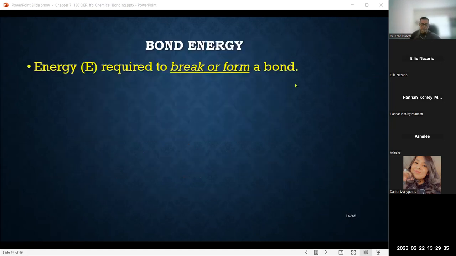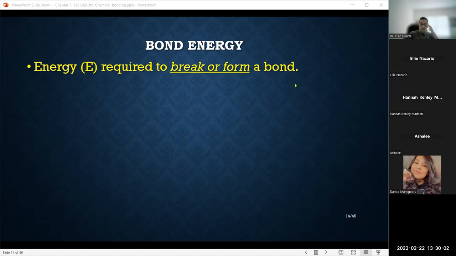Now, let's briefly talk about energy, and then we'll take a quick break. With respect to bond energy, the thing to keep in mind is that energy is required when you break a bond. Let's say I've got a bond here, it takes energy to break it apart. It also takes energy to put it together.